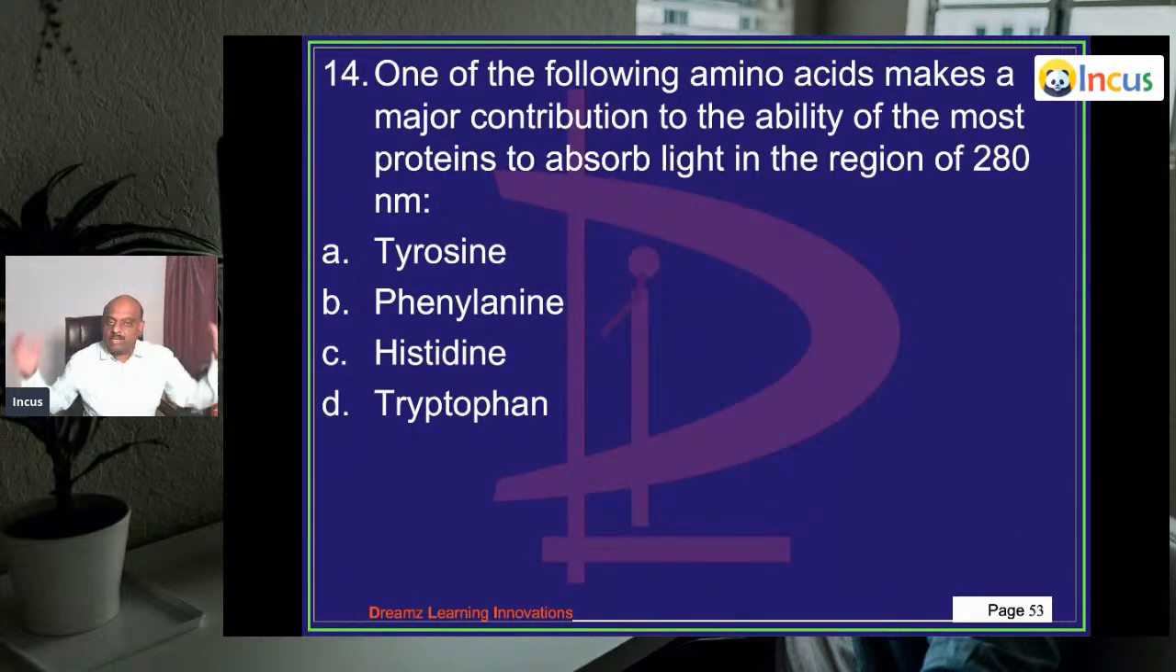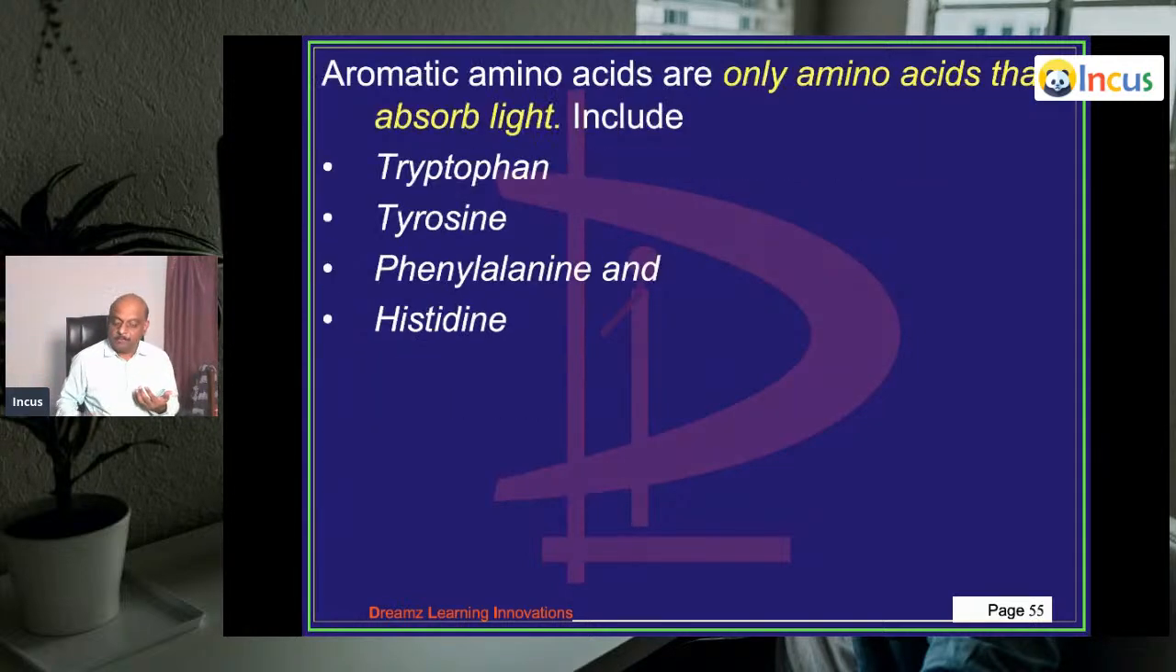Now, which amino acid makes the major contribution for its ability to absorb the light in the region of 280? Tryptophan.